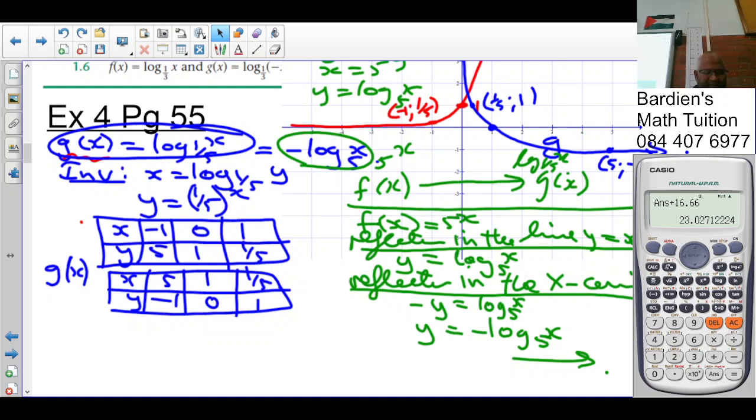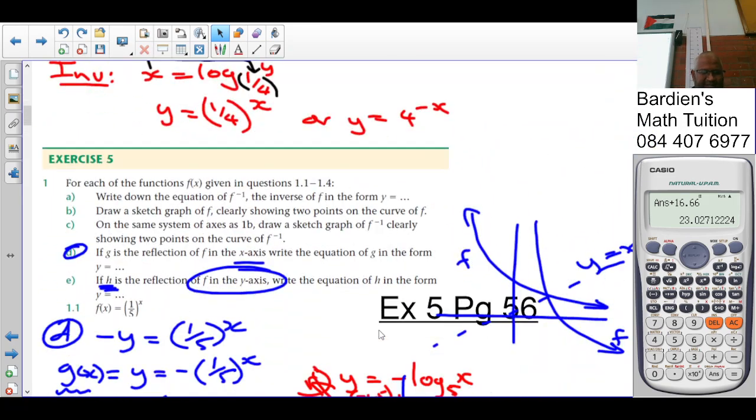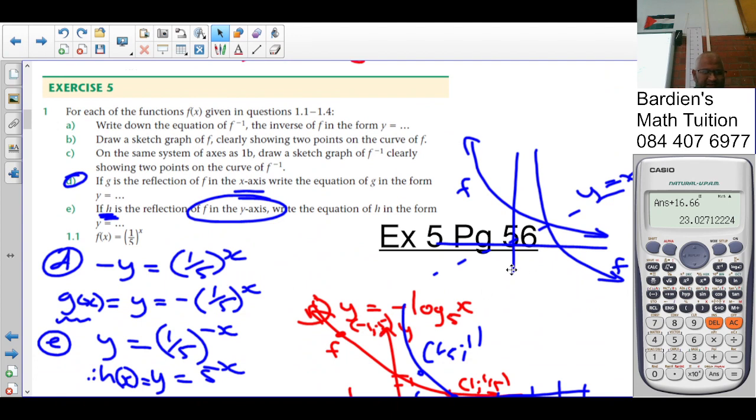Right, so then we went on to exercise 5, correct? In exercise 5, yesterday I did 1.1. Are there any problems with 1.2, 3 or 4? No, okay. So let's go to exercise 5, number 2 on page 56.